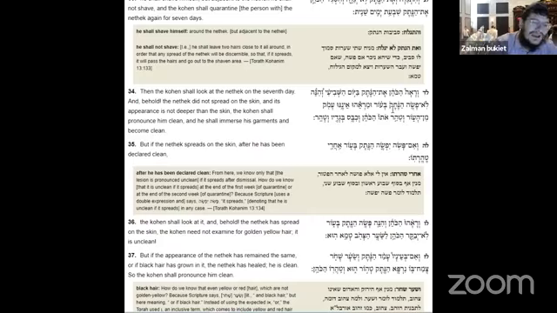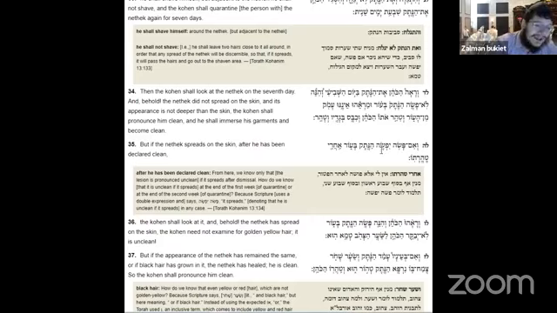the netek spread. He sees it did not spread ba'or, in the skin. And it's not deeper min ha'or. The kohen shall pronounce him clean. He shall immerse his clothing and become clean.